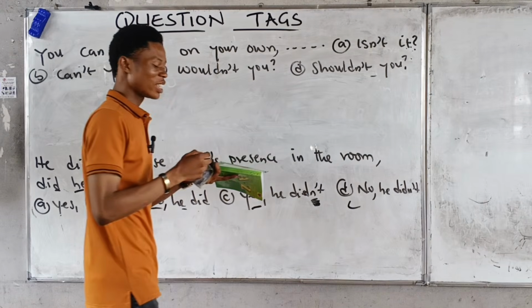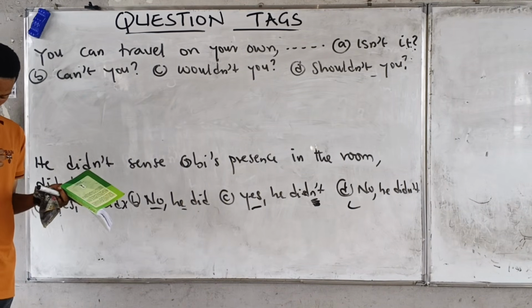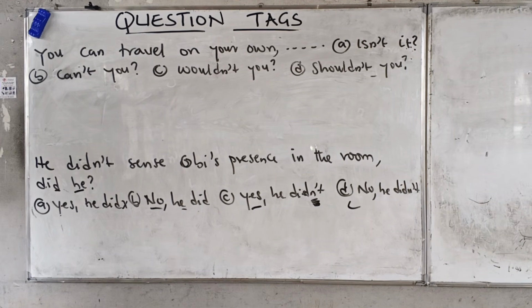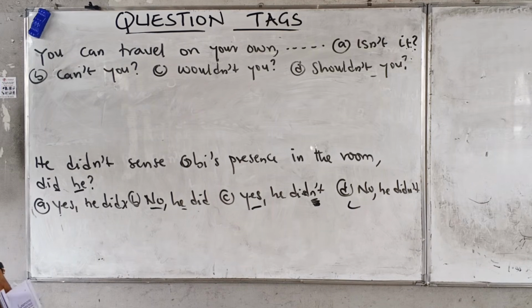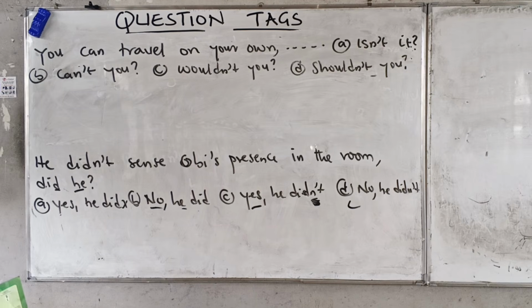All right, look at this statement very well and give me the answer. You can travel on your own, dash. Most persons, 99%, will fail this question. Answer it. Can't what? Can't you? Do you know why? Because you are not examining those rules very well. Now look at this very well: you can travel on your own. What is the right question tag from all the rules you've taken?